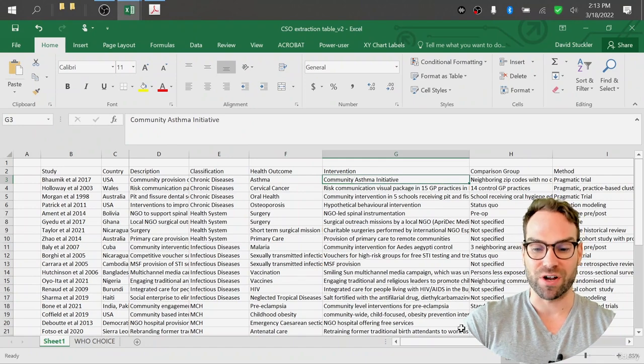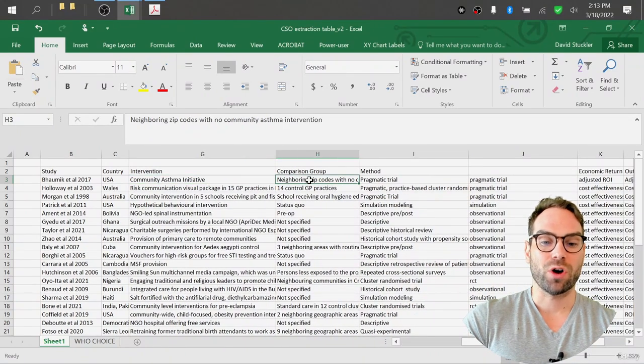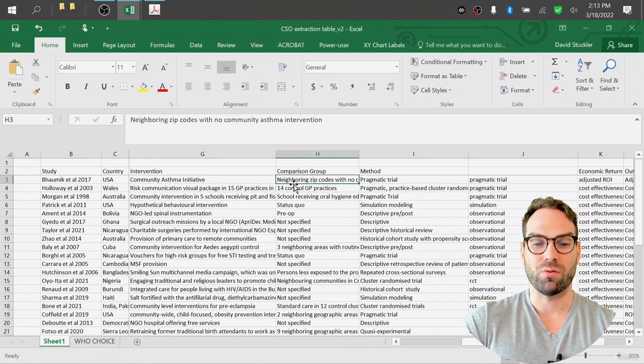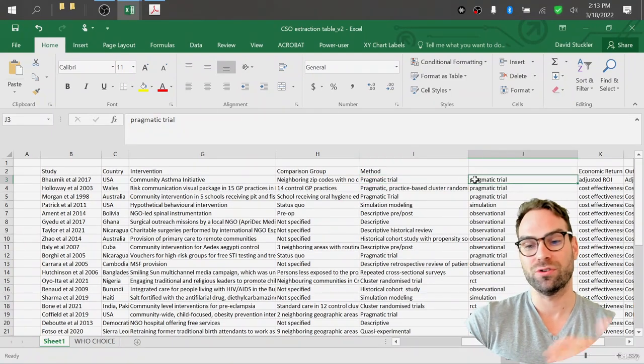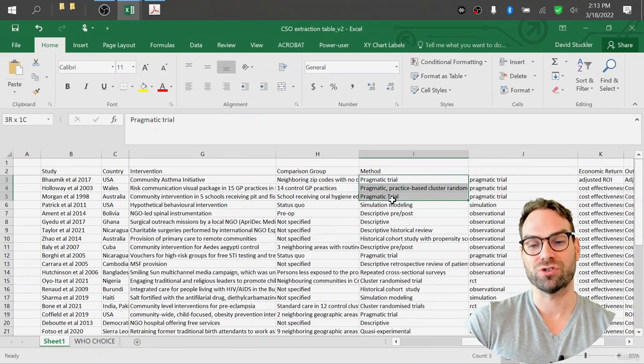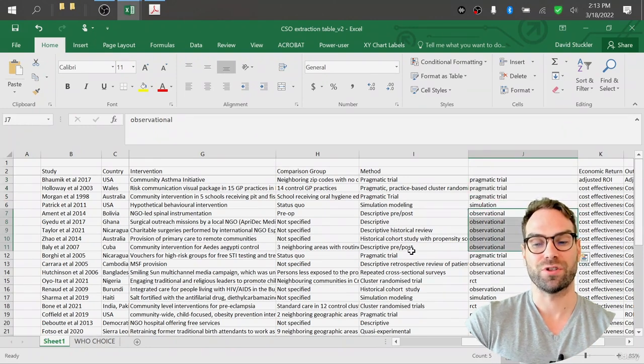I specified the intervention, and there were a lot of trials, so I had comparison groups. So I wanted to understand what was going on. You can see I have the method very clearly. And I actually recoded the method later on. That's what I'm saying: take too much detail now, you can code it and simplify it later. So there were different kinds of pragmatic trials, and I later collapsed that into just pragmatic trial or just observational for the descriptive studies.